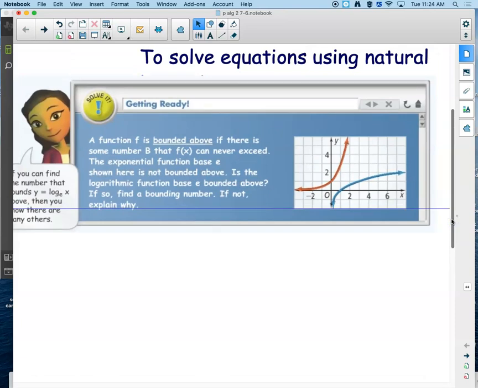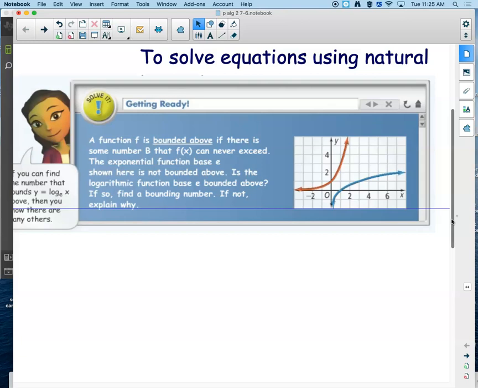A function f is said to be bounded above if there's some number b that f of x cannot exceed. So if there's a line you could draw above a graph and it's never going to get there, it's called bounded above. In fact, in pre-calculus we study bounded below as well. So if there's a line that you can say, hey, my graph's never going to cross this, then it's bounded below. In this case, they want us to figure out, is this bounded above? Does it stop going up at some point? Because it looks like it's kind of flattening out.